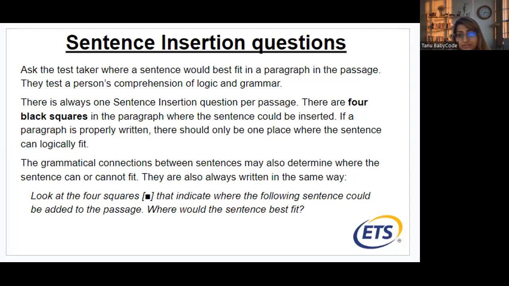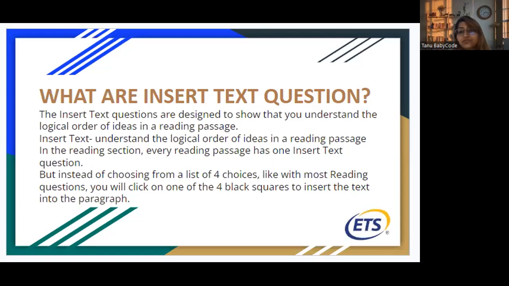There are 4 black squares in the paragraph where the sentence would be inserted, right? So if the paragraph is properly written, then there should be only one place where the sentence would logically fit. You will look for the grammatical corrections, the connections also, whether it's fitting correctly or not, whether they are written in the same way or not. You will get a prompt like this: Look at the 4 squares that indicate where the following sentence could be added to the passage, and where would the sentence best fit. These are designed to check whether you understand the logical order of ideas in a reading passage.